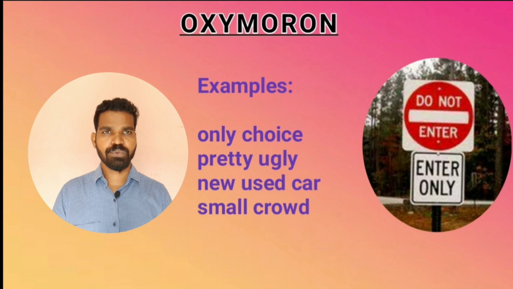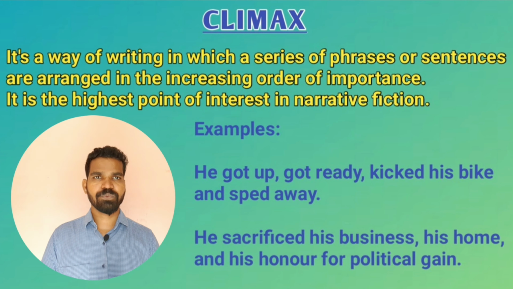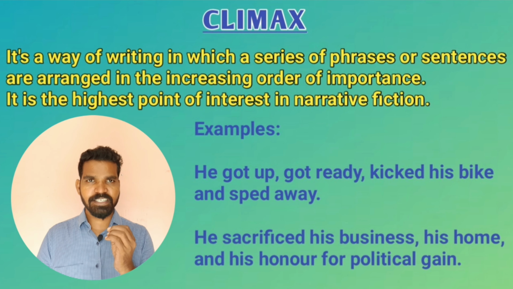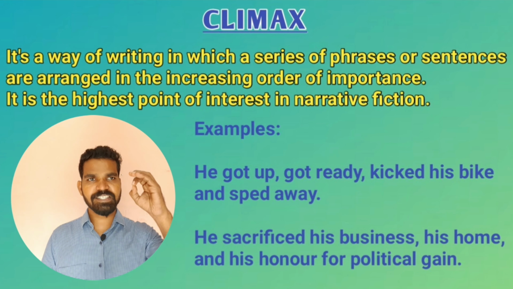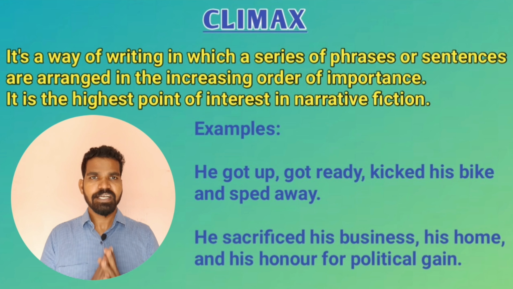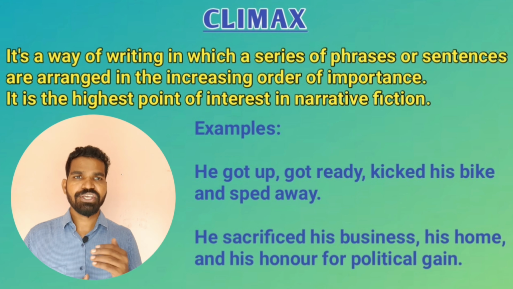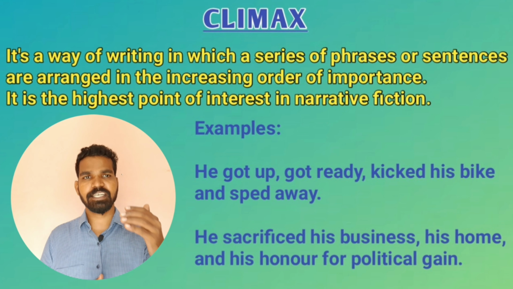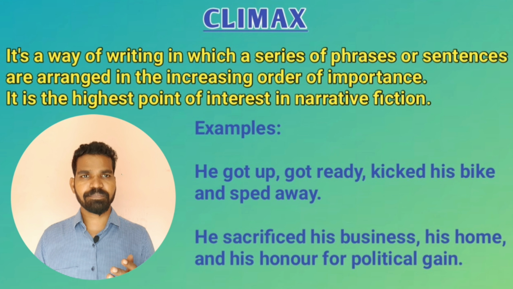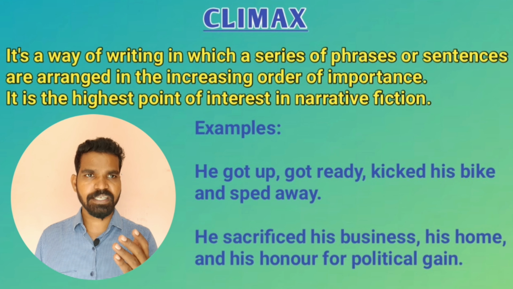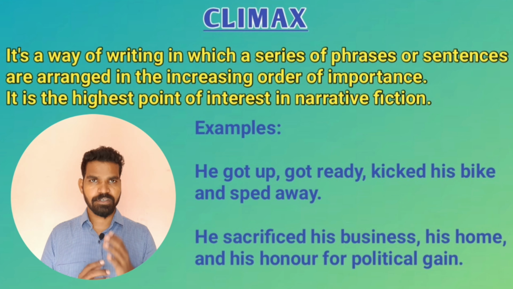Here are a few examples. Only choice, pretty ugly, new used car, small crowd, and so on. And now let's see what is climax. Climax is a way of writing in which a series of phrases or sentences are arranged in increasing order of importance. It is the highest point of interest in narrative fiction. Examples: he got up, got ready, kicked his bike and sped away. Another example: he sacrificed his business, his home and his honor for political gain.